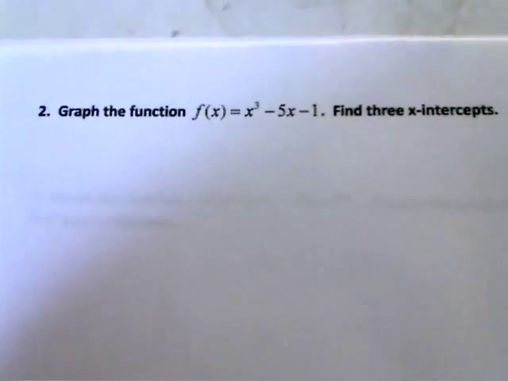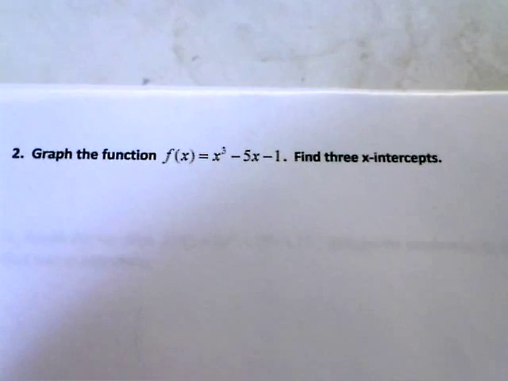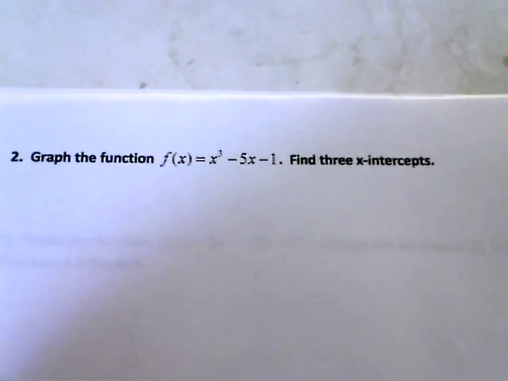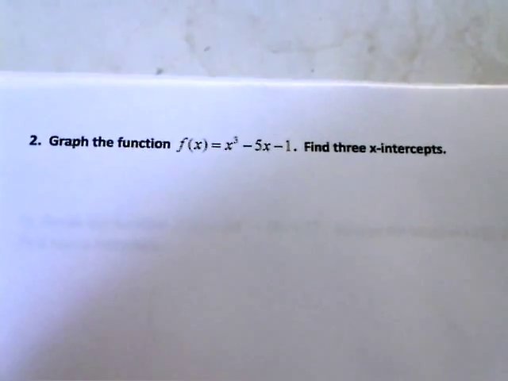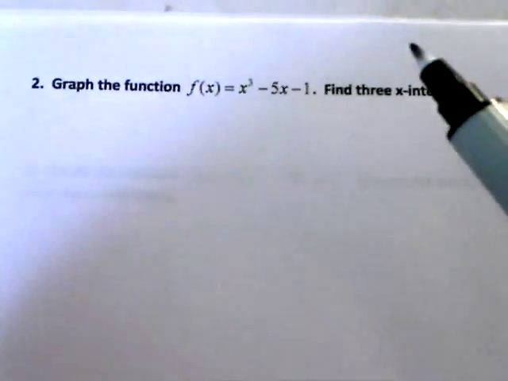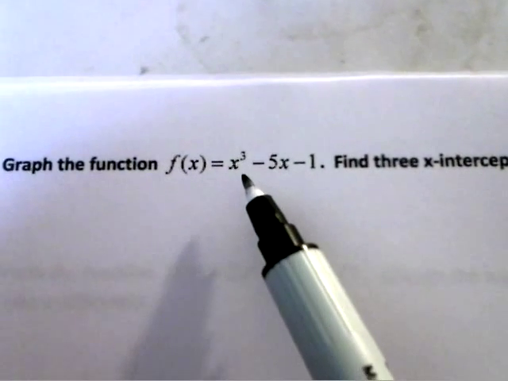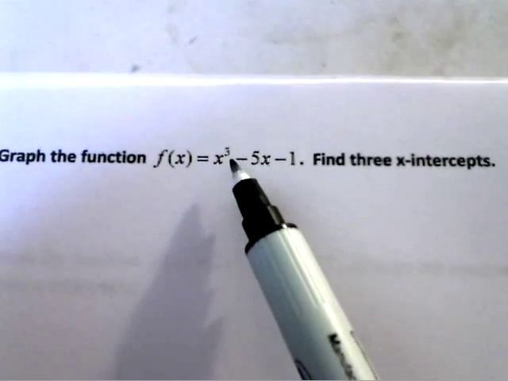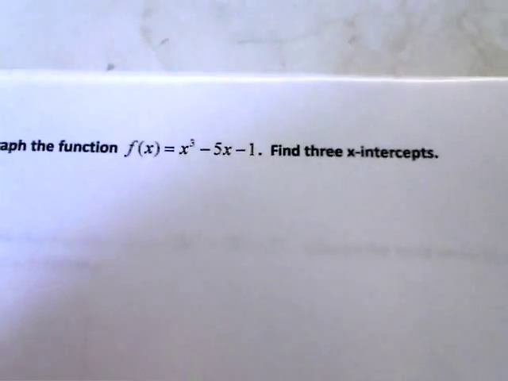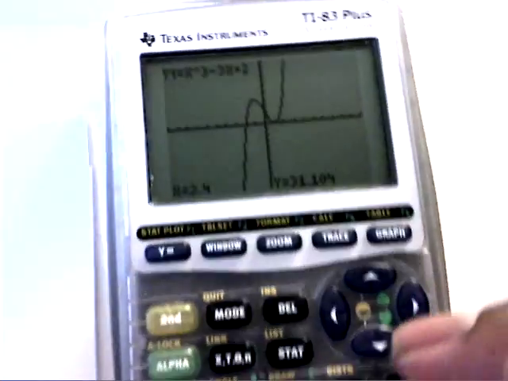In this case, number 2, we're given an equation f of x is equal to x to the third minus 5x minus 1. Now here we're going to find 3 x-intercepts. Here we know we got 3 x-intercepts because the highest exponent for f of x is 3. Okay, so let's go to our calculator.